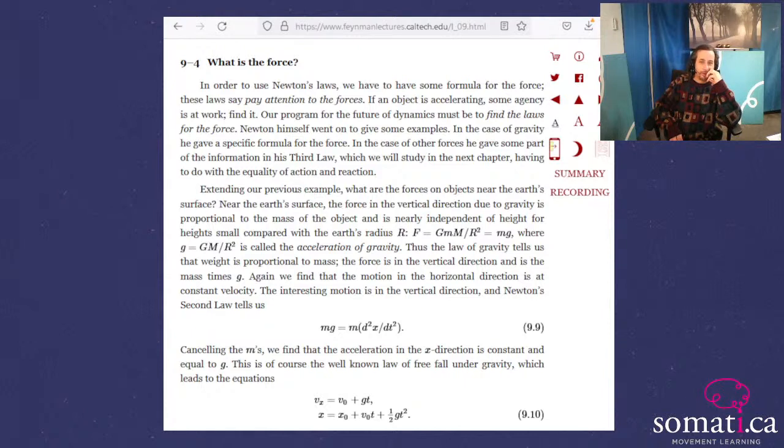If an object is accelerating, some agency is at work. Find it. Our program for the future dynamics must be to find the laws for the force. In the case of gravity, he gave a formula for the force. In the case of other forces, he gave some part of the information in his third law, having to do with the equality of action and reaction. That's the next chapter. So extending the previous example, what are the forces on objects near the Earth's surface?